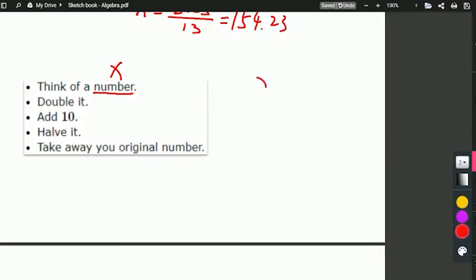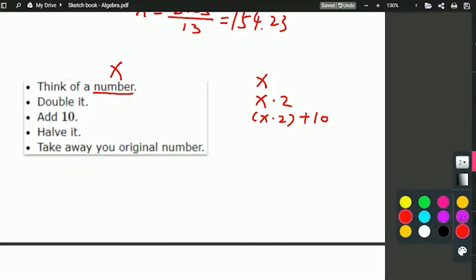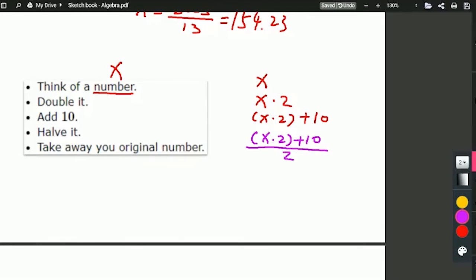First step, I think of a number x. Double that. So double means x times 2. Third, add 10. So based on what we have, x times 2, and then I add 10. Fourth, halve it. This thing, I will halve it: plus 10 and then halve it. So this is our fourth step. So this is step 1, step 2, step 3, step 4.